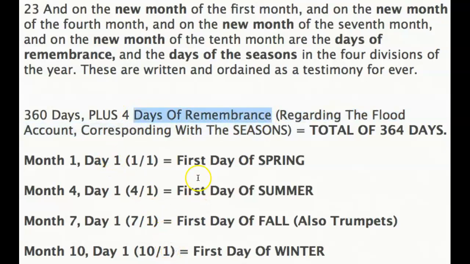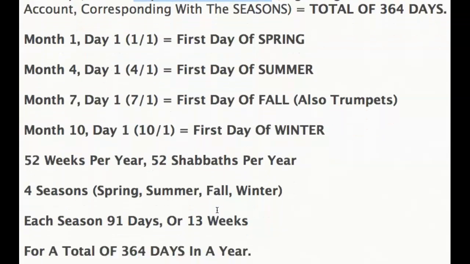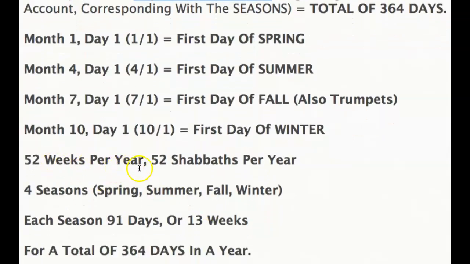There are 4 of them, each one corresponding with the first day of each of the 4 seasons, because there are 4 seasons. So what that means in this calendar is that it's 52 weeks per year, which also means there are 52 Shabbats per year. And we know that the Shabbat is always on the 7th day. So it's always from Friday evening to Saturday evening as we know it in the Gregorian calendar. That does not change. And we're going to be talking more about that.